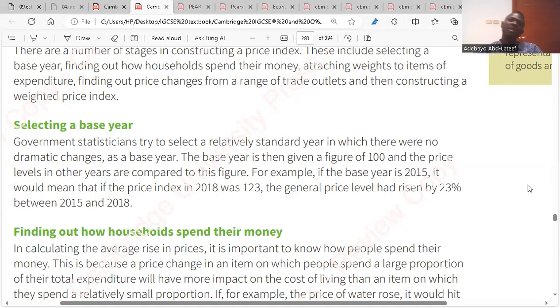So the base year will be given 100%, 100. So that is the year chosen. Then the present year, we are comparing the present year with the base year. So if the present year has a figure of 155, it means there's an increase of 55% from the base year to that present year. Clear, right? So that's how we talk about the base year.